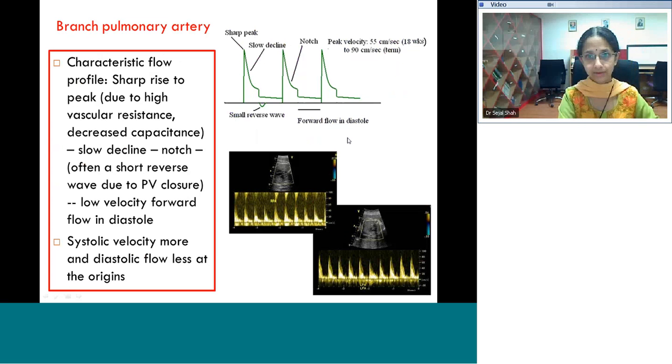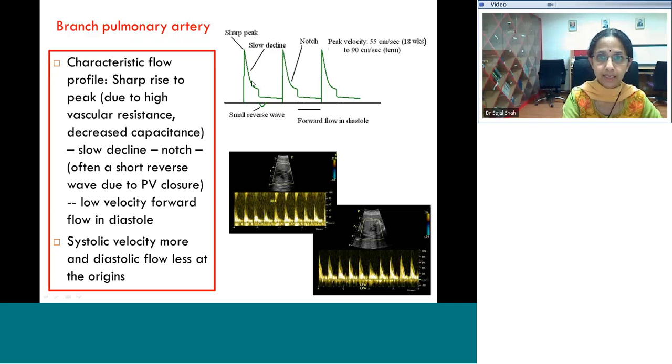The branch pulmonary arteries also have a very peculiar pattern. We do not see this type of Doppler pattern anywhere postnatally. So we can see here a typical sharp peak during systole, then we have a slow decline, and then we have a continuous plateau in diastole, a forward flow in diastole. This typical characteristic pulmonary arterial flow is because of increased pulmonary vascular resistance and low capacitance, which is peculiar of a fetal pulmonary vascular bed.